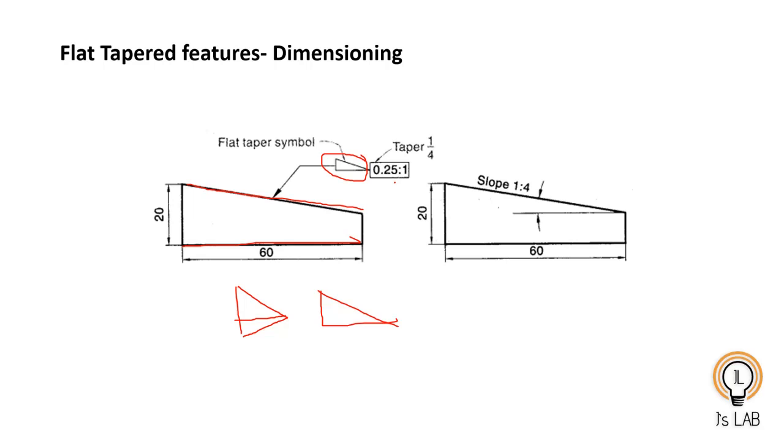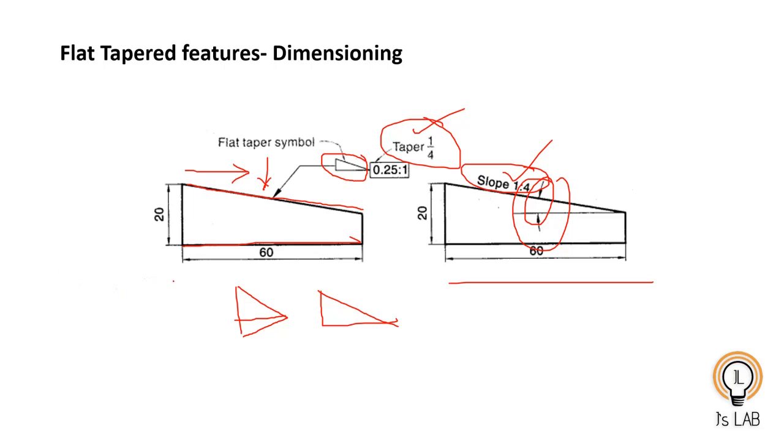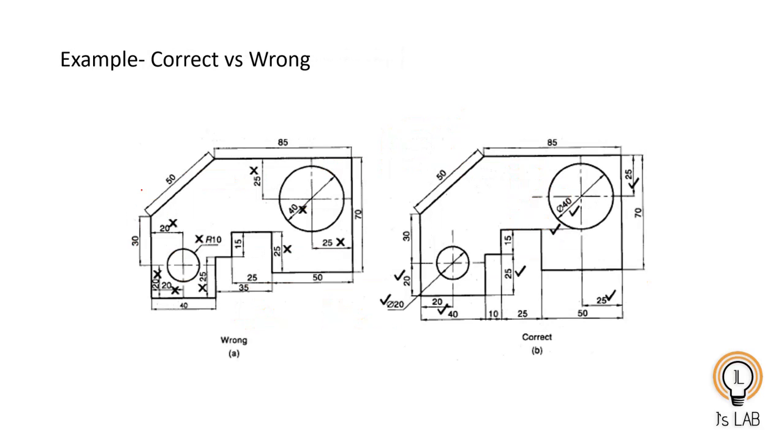And there you write 0.25:1, that is 1 by 4. So when you move forward by 1, how much taper you have is represented by this one. Slope equal to 1:4. It is not the angle, it is the slope, represented by 1:4, and you need to provide the length of the taper and the initial length. So this is how flat tapered features are shown in the technical drawing.